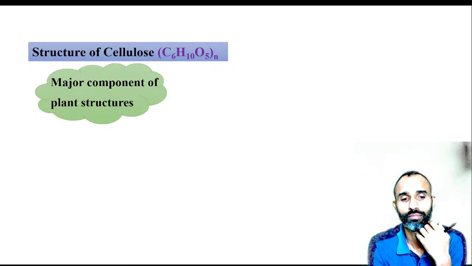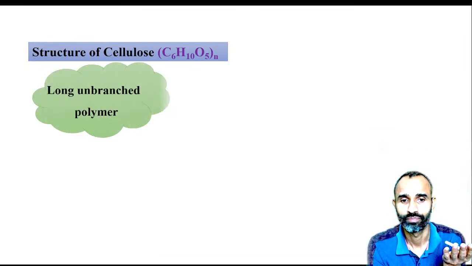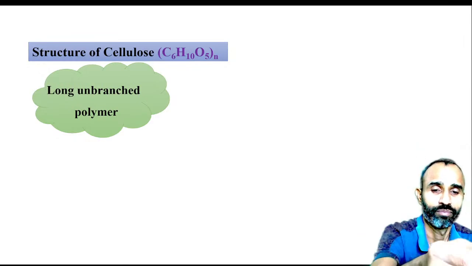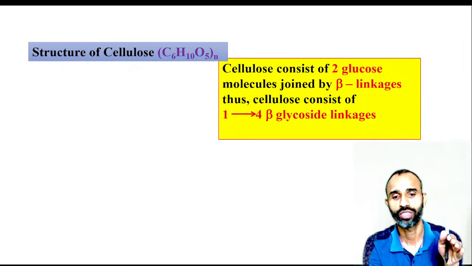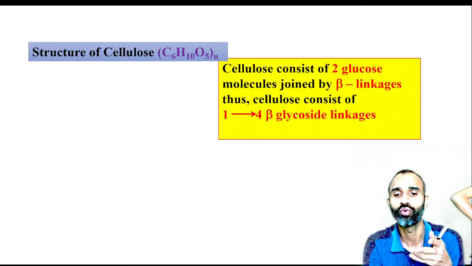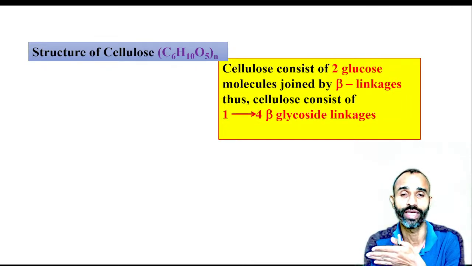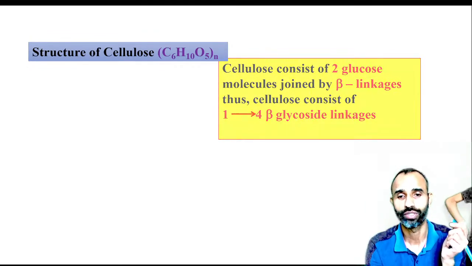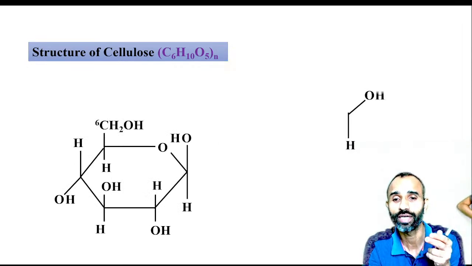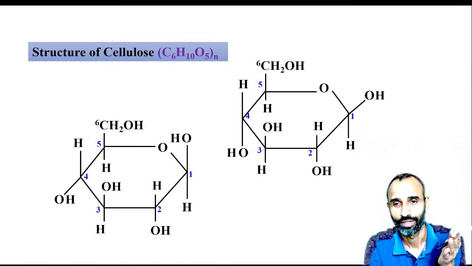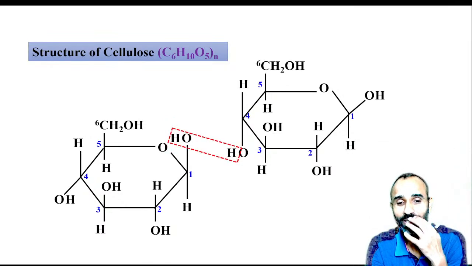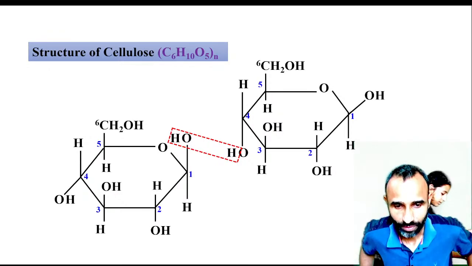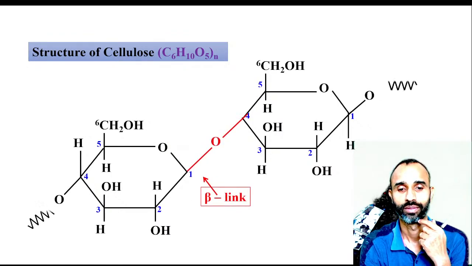The major component of plant structure is cellulose. It is a long unbranched polymer, a straight chain. Cellulose consists of glucose molecules joined by beta glycosidic linkage. In starch there is alpha glycosidic linkage. So cellulose consists of a linear chain of beta D glucose units. In the book it is written as a straight chain, but actually it is in zigzag fashion. This is beta linkage.